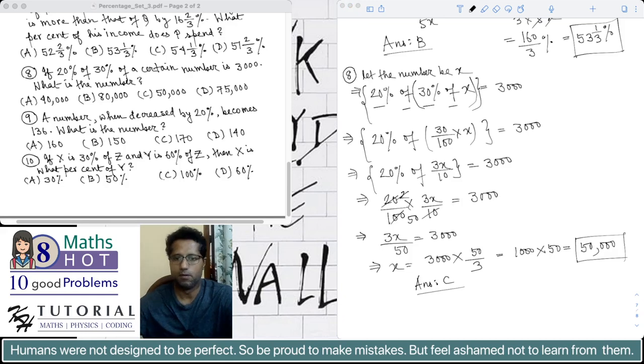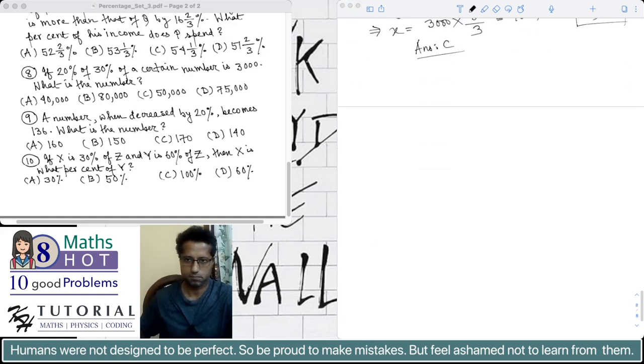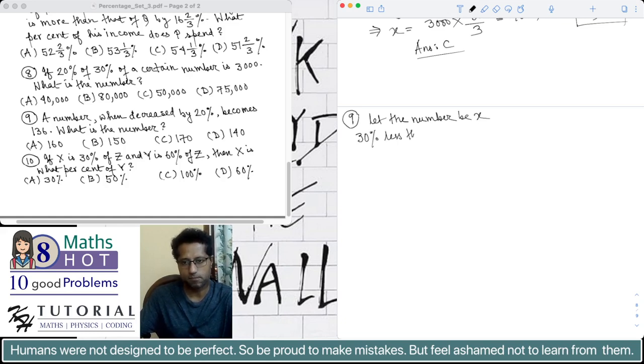Okay, let's do problem number 9. A number when decreased by 20% becomes 136. What is the number? Okay, so let the number be x. Now the problem says that a number when decreased by 20% becomes 136. Okay, so it is 20%, not 30.